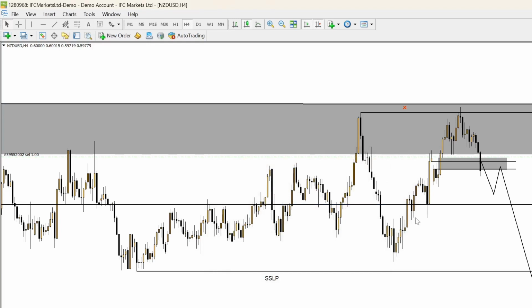Very, very simple, guys. So that SMT here aided in my analysis and gave me confidence and confluence to go short in euro and in gold.